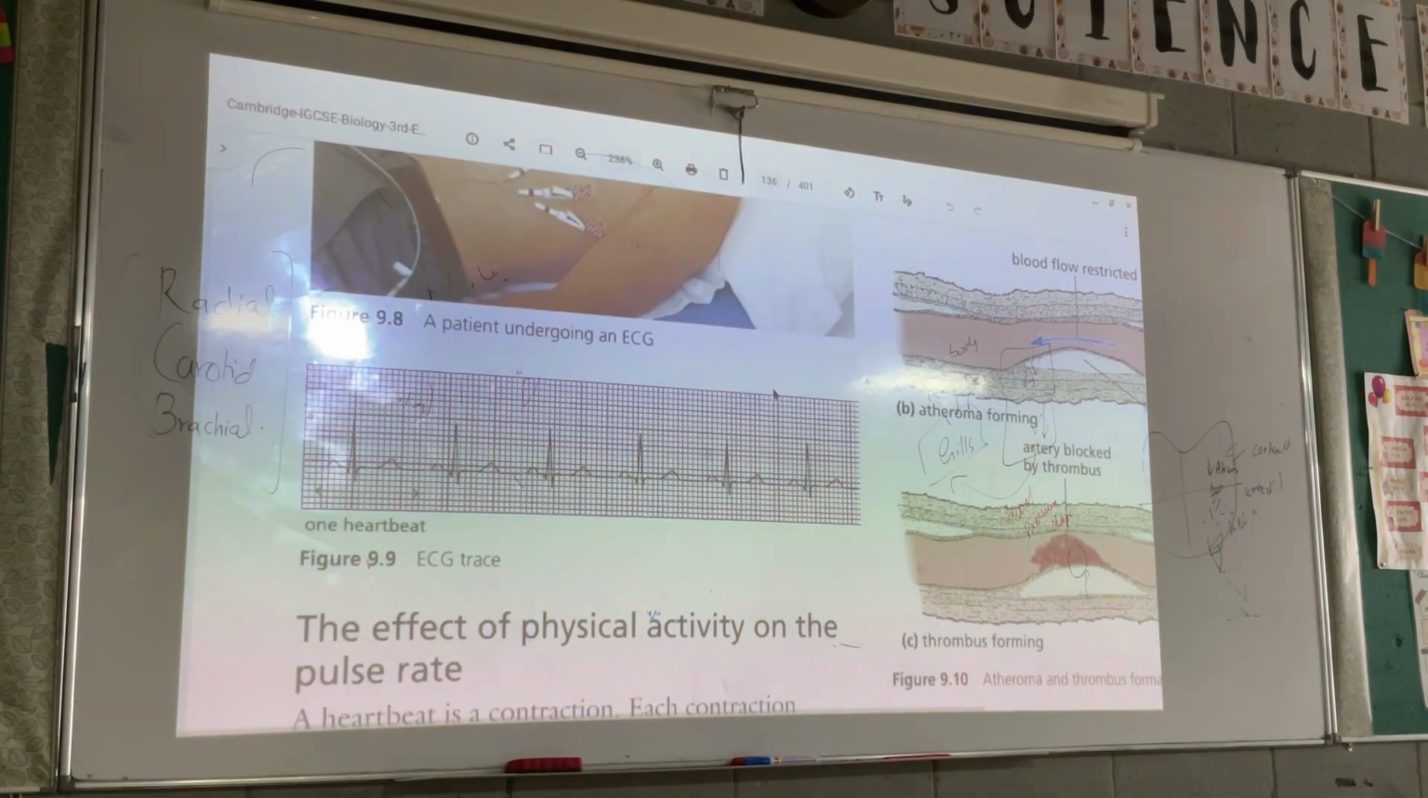It's connected to the machine. The other side is connected to the skin, either to the chest, the legs or the arms, and then it will record the heartbeat in the form of a pattern. Okay? Okay, and then what is the effect of physical activity on the heart rate? What do you guys think?